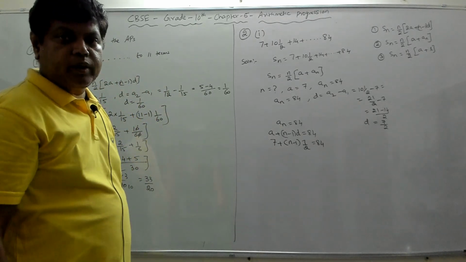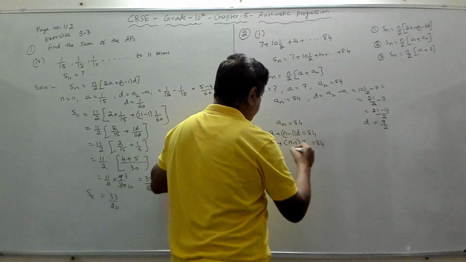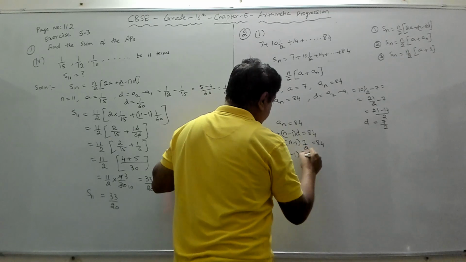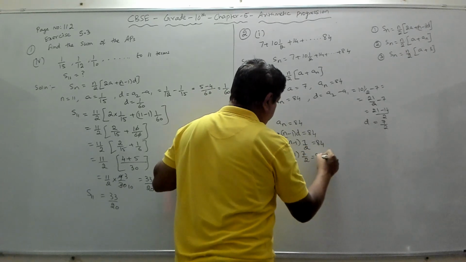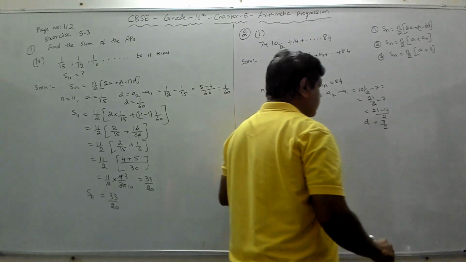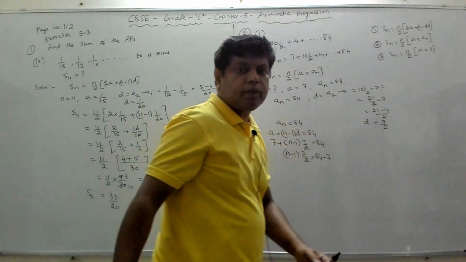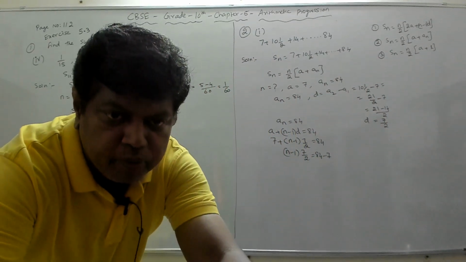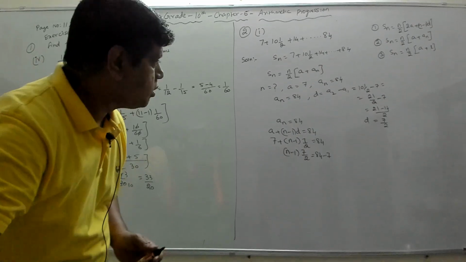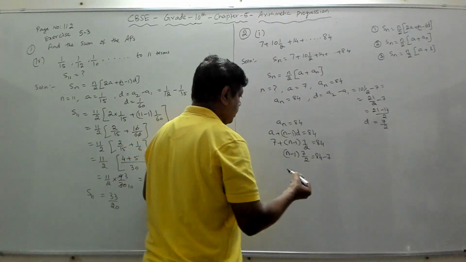From this we should find what n is, right? So 7 goes to the other side. So you get (n minus 1) into 7 by 2 equal to 84 minus 7. Okay, now we need to find the n.